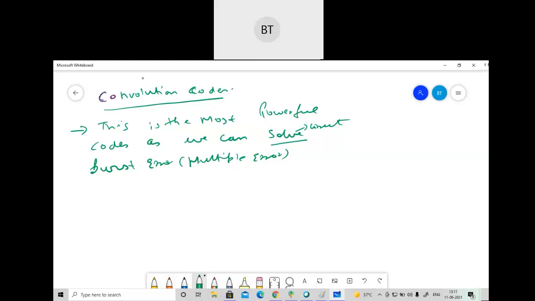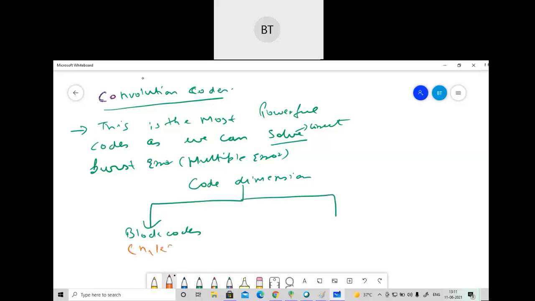Basically, I'll write here the code dimension. Till now we have studied block codes, where we used (n, k), but now we are going to study convolution code. Here we will use (n, k, L). So one additional thing we have added here, that is L. I will tell you the meaning of all those symbols.